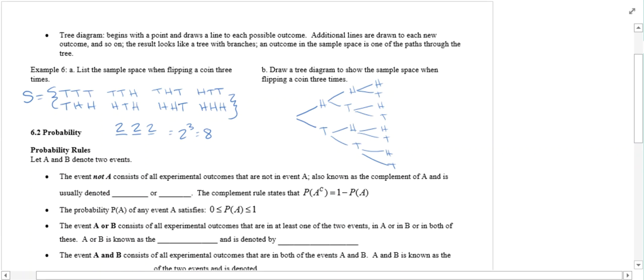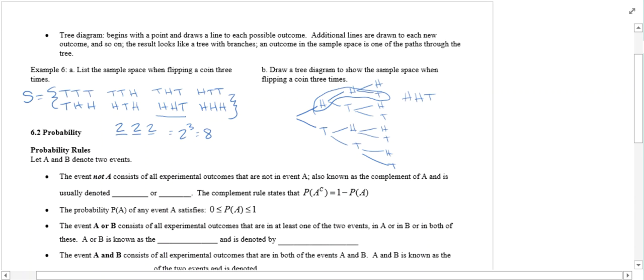But notice how on the sample, when we listed out the sample space, an outcome was like a head, head, tail. So you would need to follow the whole branch. So here you get a head, head, and a tail. That is one outcome, following the branch all the way down. Okay, so that's how you would write out the outcomes.